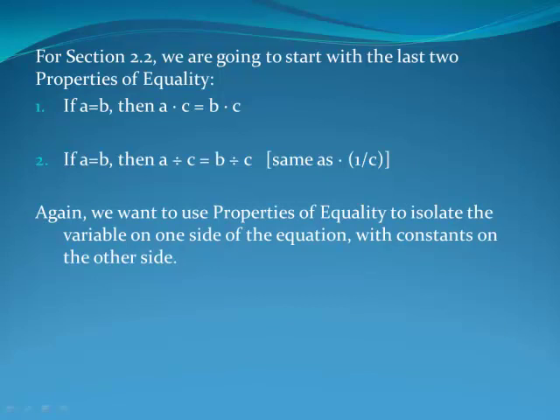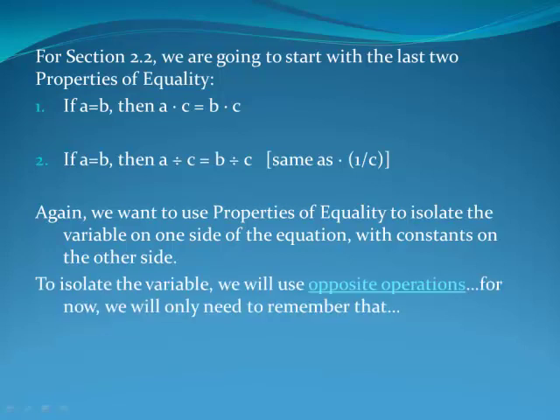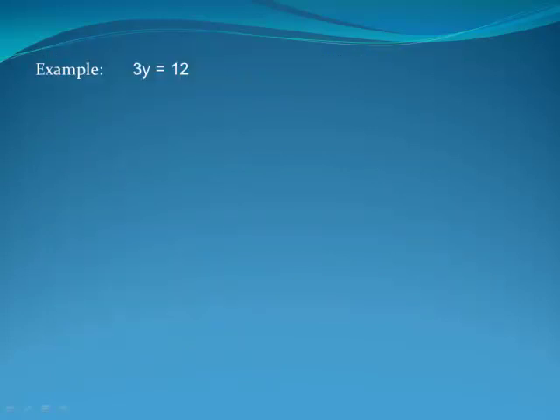Again, we want to use properties of equality to isolate the variable on one side of the equation with constants on the other side, just like we were doing in Section 2.1. And to isolate the variable, we will use opposite operations. For now, we will only need to remember that multiplication is the opposite of division. All right, so let's look at some examples.